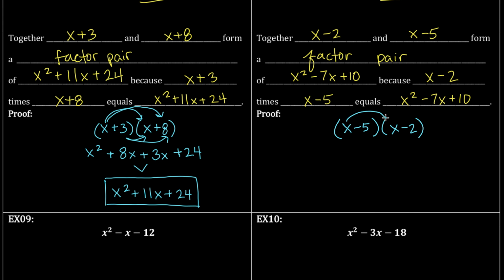So x times x is x squared. x times negative 2 is minus 2x. Negative 5 times x is minus 5x. And negative 5 times negative 2 is negative 10, so minus 10. And we can put those together, so we get x squared, negative 2x minus 5x is minus 7x, minus 10. And that's what we got.